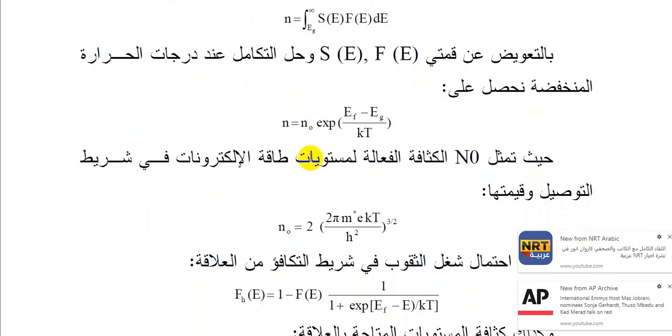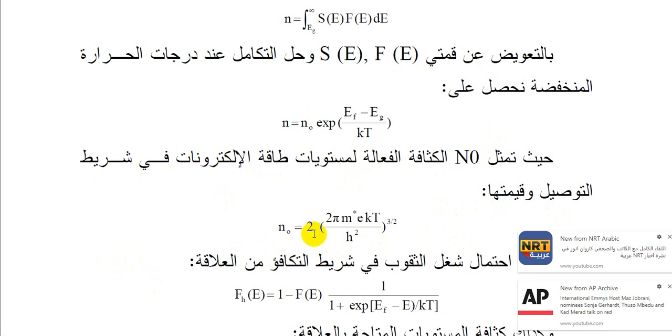N naught is the effective density of the electron energy levels in the conduction band. يعني N naught تمثل الكثافة الفعالة لمستويات طاقة الإلكترونات في شريط التوصيل, وقيمتها هي كالآتي. القيمة يجب أن تحفظ. The value is as follows, and should be memorized.